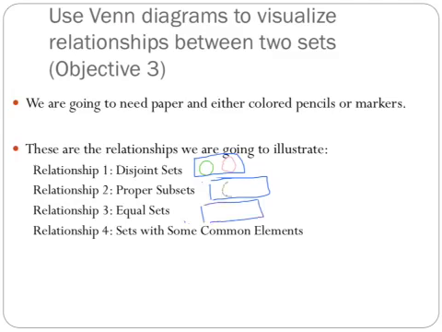For proper subsets, it is set A, and then set B is most of the elements, or most of the subsets, except for the original. Equal sets, again, are sets that are exactly the same, so the pink circle should be right on top of the green, but again, not drawn well. And then sets with some common elements are just overlapping sets.